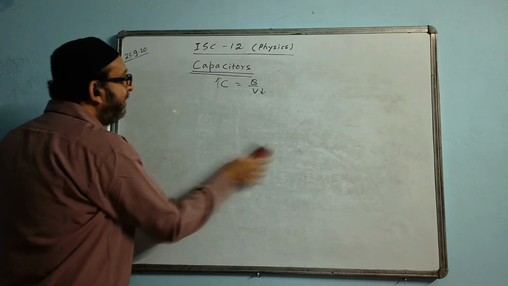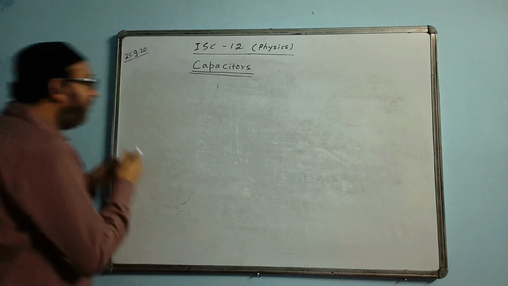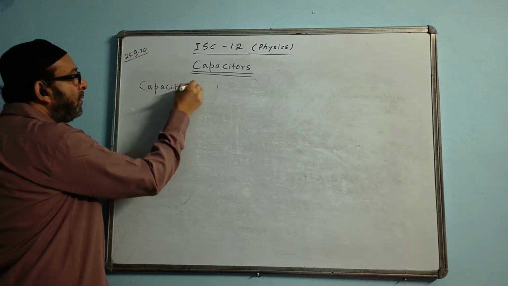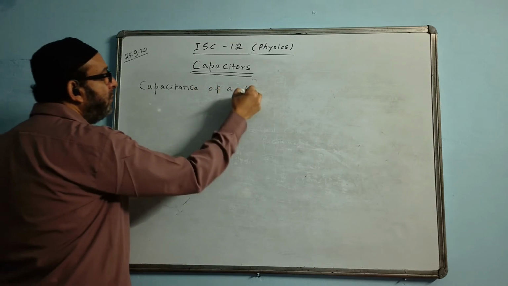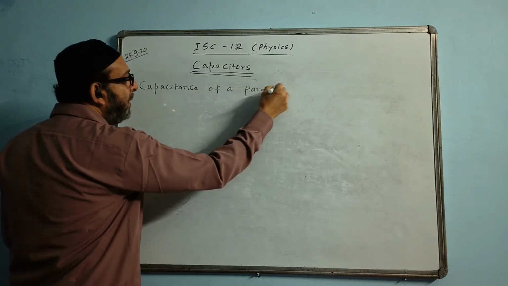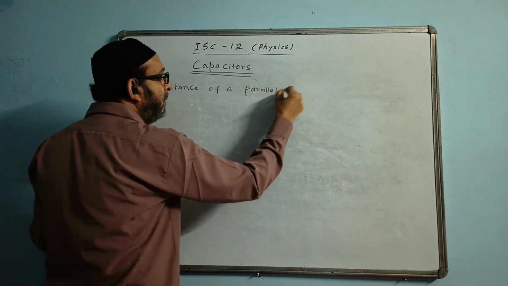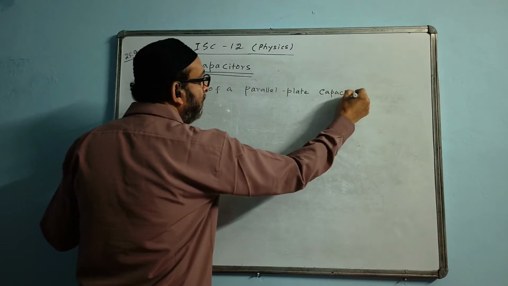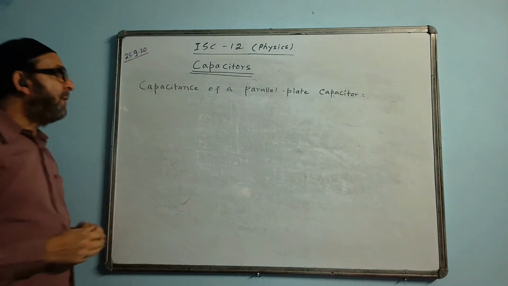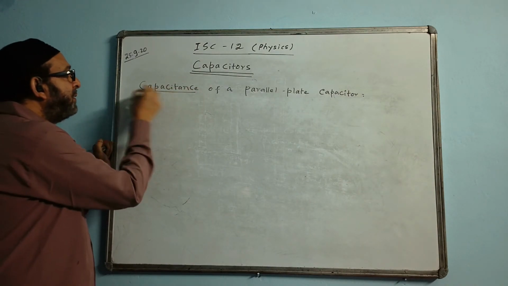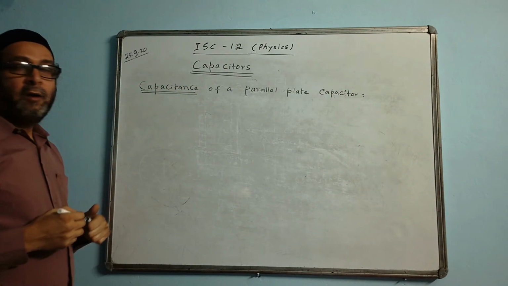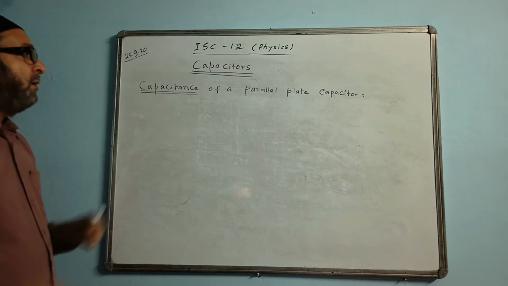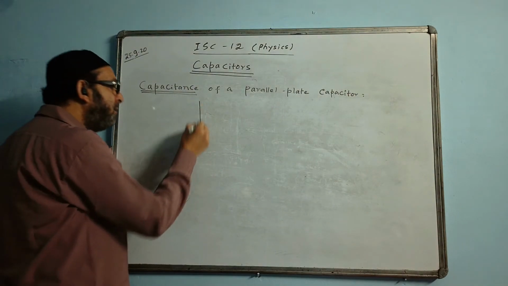Okay, now you can give the heading: capacitance of a parallel plate capacitor. This is the derivation. We are finding the formula for the capacitance of a parallel plate capacitor. I already showed you the shape of the parallel plate capacitor. Let us make the diagram once again.